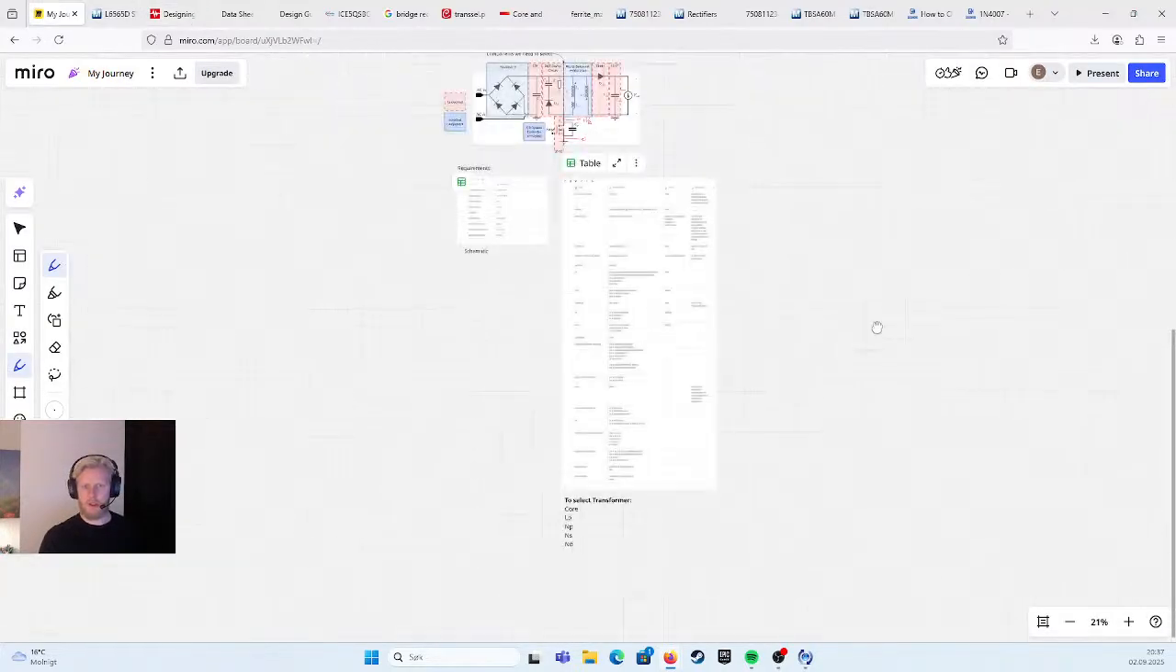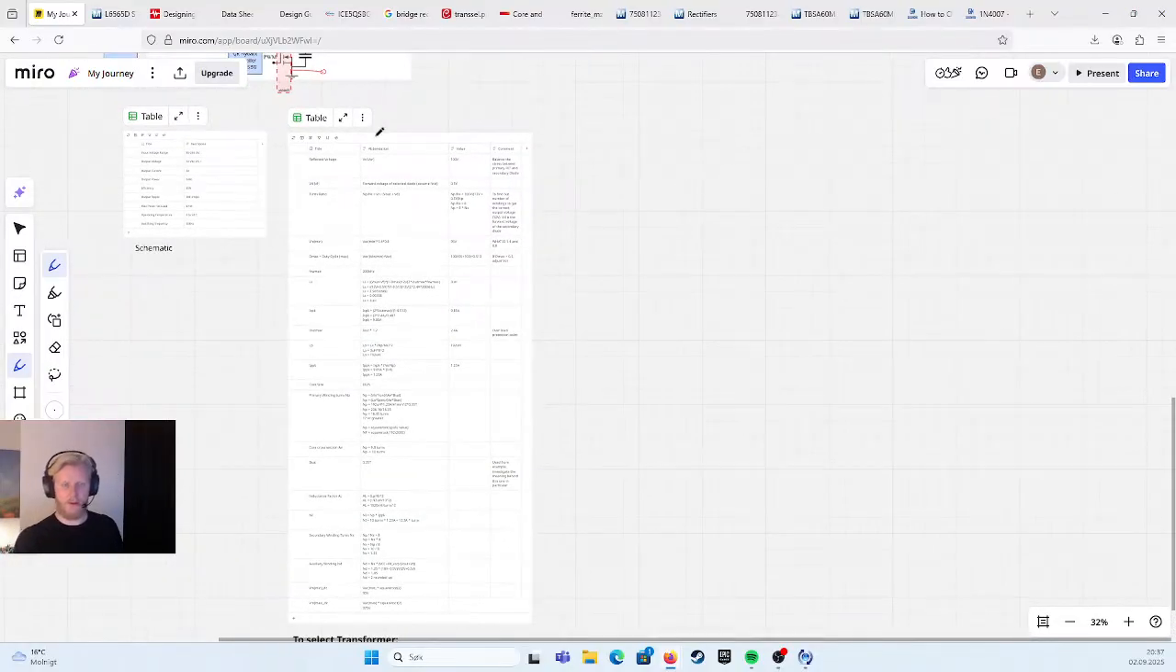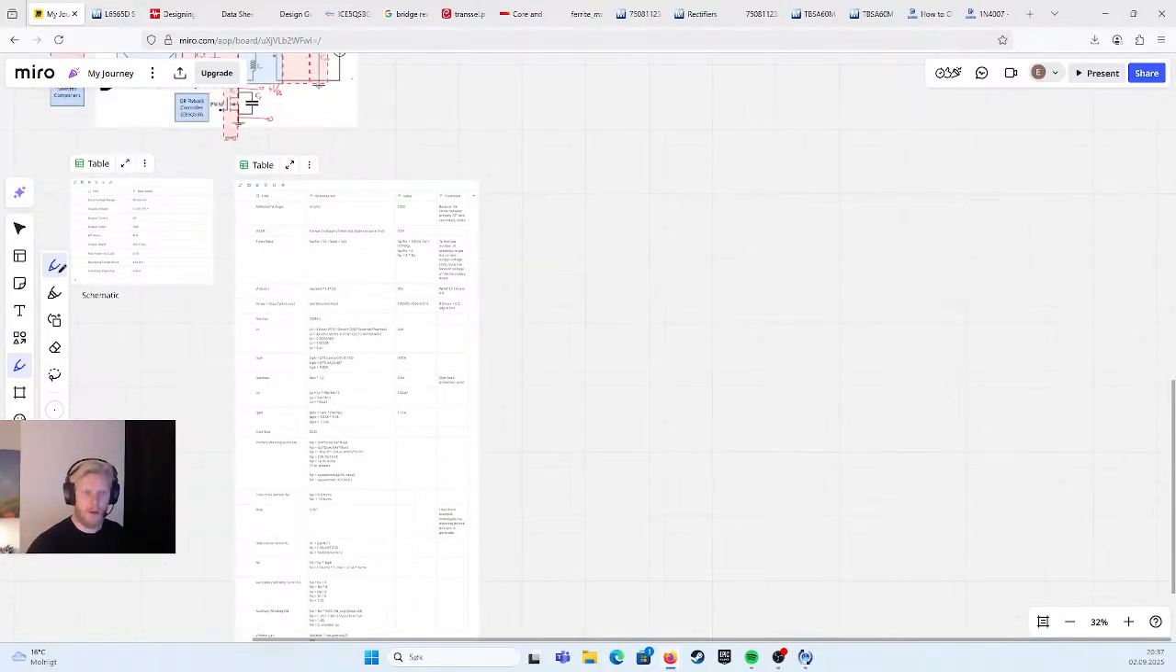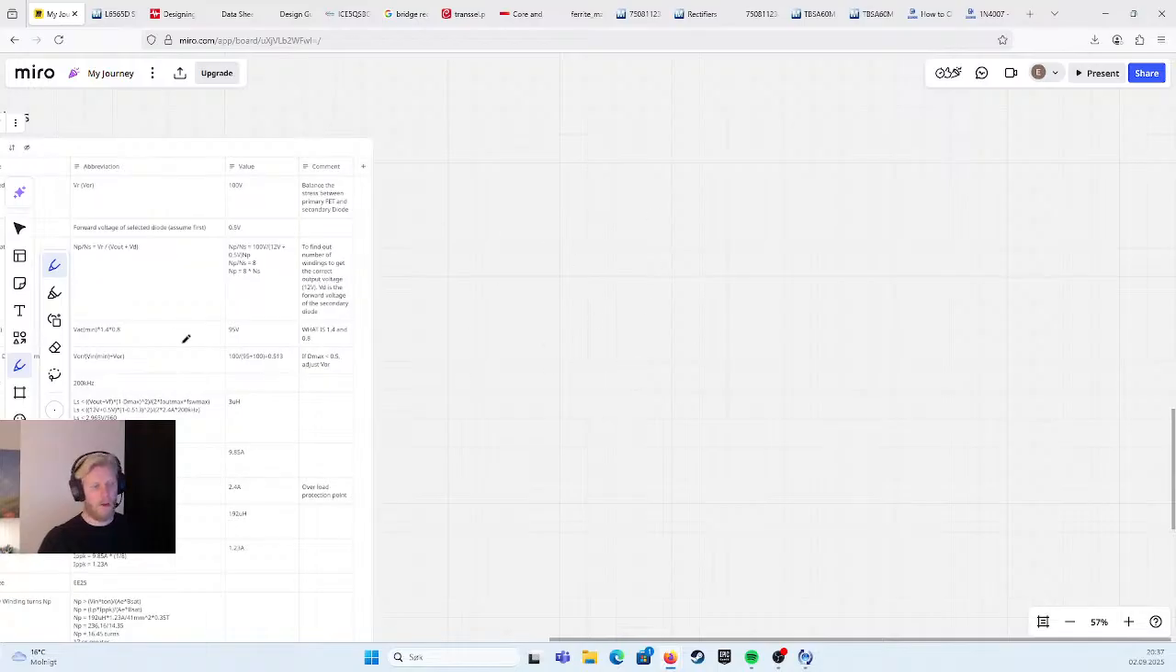Okay, maybe I will make another set of calculations here. I need to find a better solution than Miro, where I can draw this up or do this in like a Word document or something, where you can actually see the calculations a bit better, the formulas.